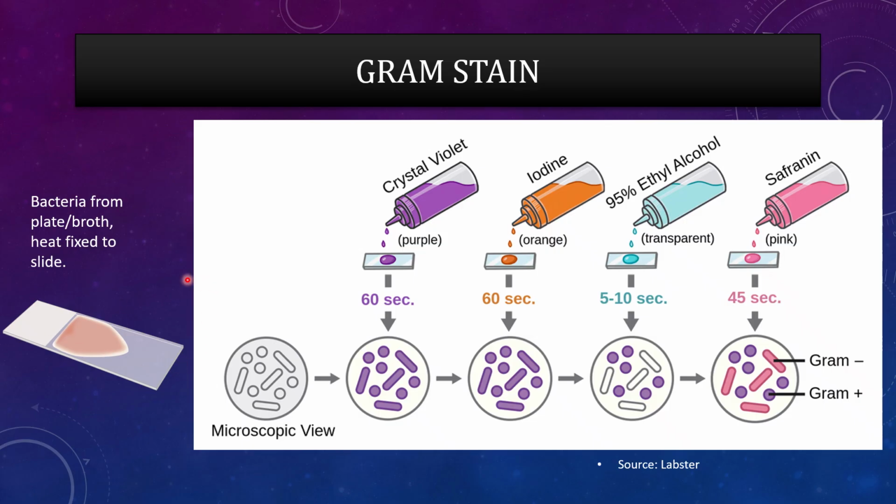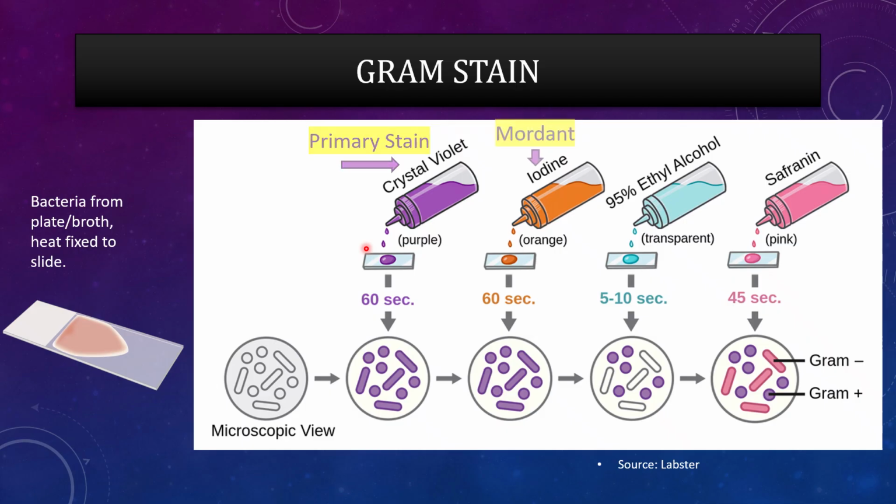We're gonna take the slide and add in our primary stain, which is an initial foundational dye that is used to color all microorganisms in the sample. We're gonna use crystal violet for the gram staining and add it to the bacterial sample and completely cover it for 60 seconds.